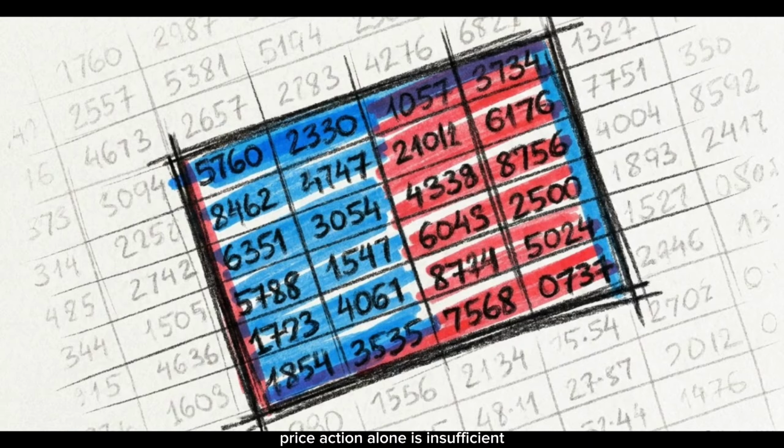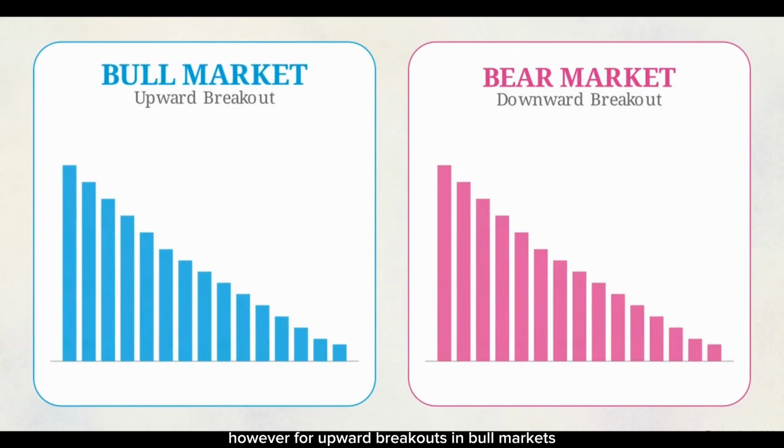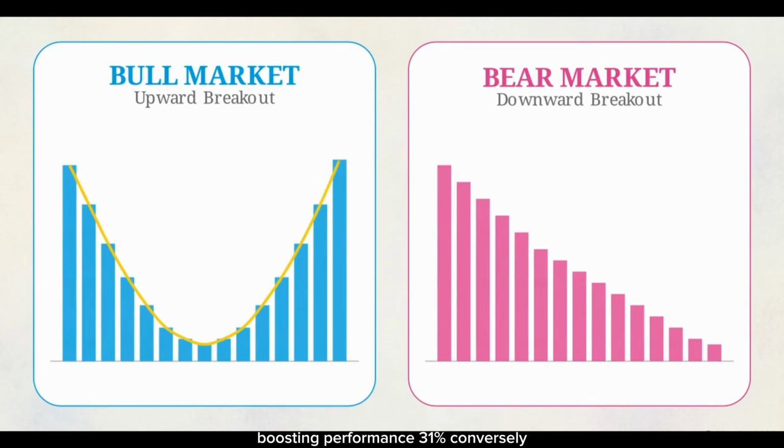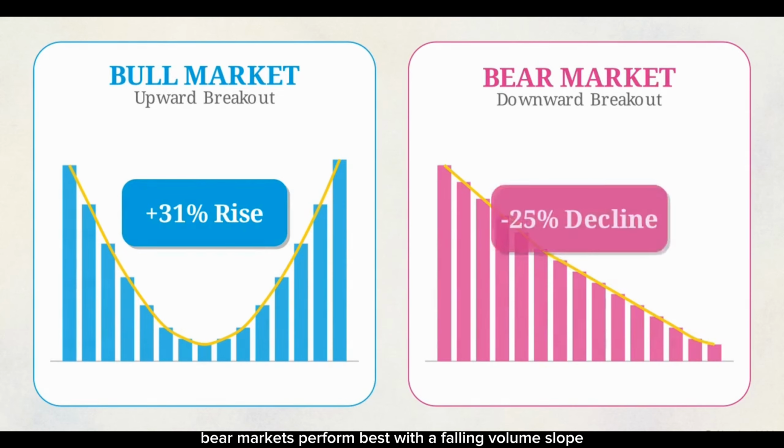Price action alone is insufficient. Volume analysis is the mandatory secondary filter for confirming a breakout's validity. Look at this split-screen comparison. The standard expectation during a pennant is a declining volume histogram. However, for upward breakouts in bull markets, the optimal profile is U-shaped, boosting performance 31%. Conversely, downward breakouts in bear markets perform best with a falling volume slope.